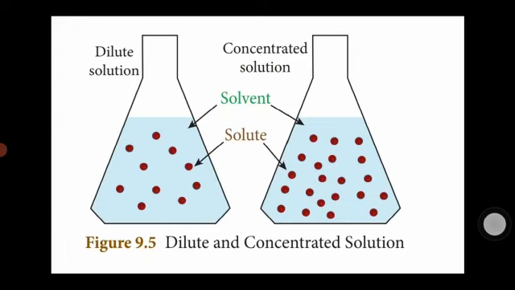Both these beakers contain the same quantity of solvent, but they differ in solid particles. The first beaker contains fewer solid particles. The second beaker contains more solid particles. When we compare two solutions, a lesser amount of solid present in an amount of solvent is said to be a dilute solution. A higher amount of solid present in an amount of solvent is said to be a concentrated solution. These are the other types of solutions: one is concentrated solution, the other is dilute solution.